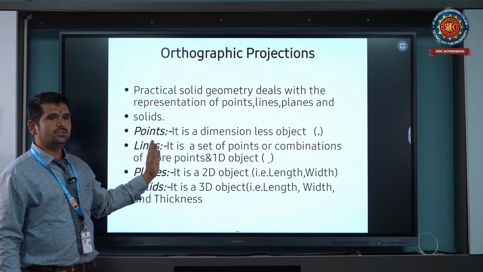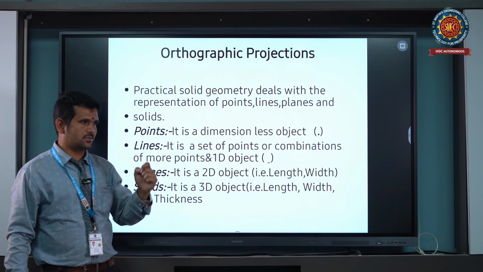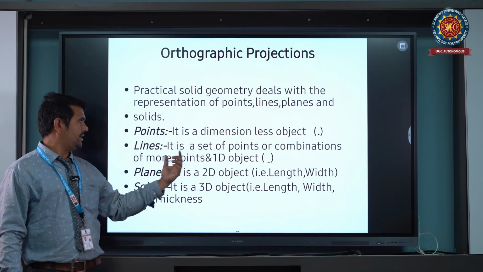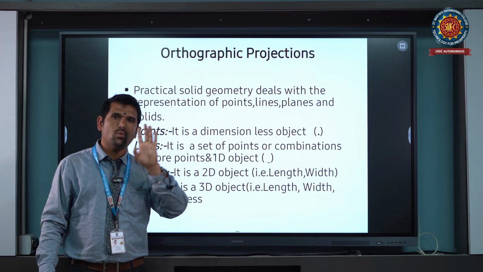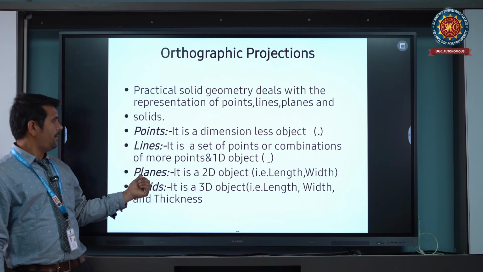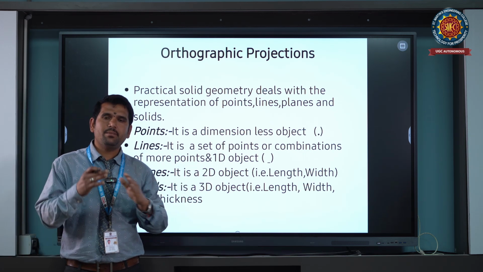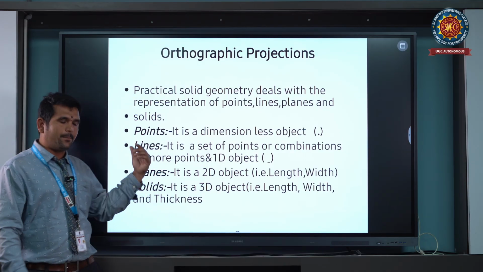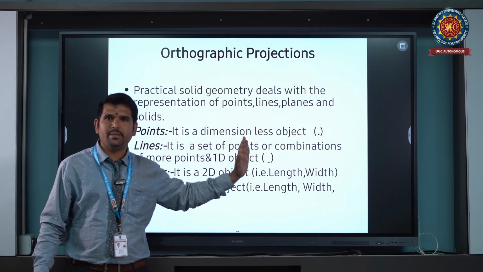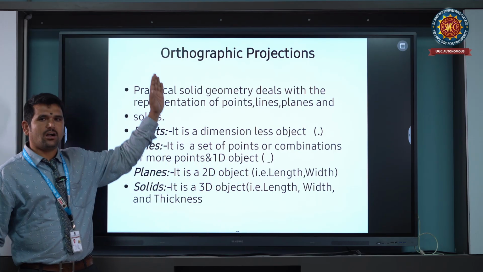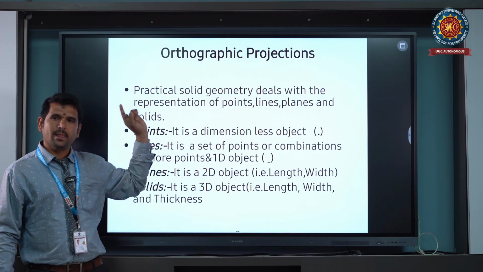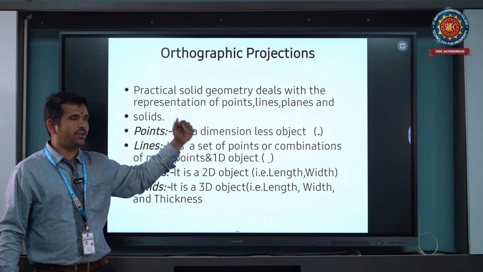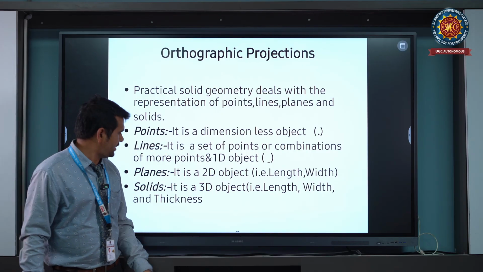Then lines. Generally a set of dots is called a line, which is a one-dimensional object. And then planes. A plane is a combination of lines forming a plane, which is a two-dimensional object. So this is the combination of the points, lines and planes. Combining all three together, we say it is orthographic projections.